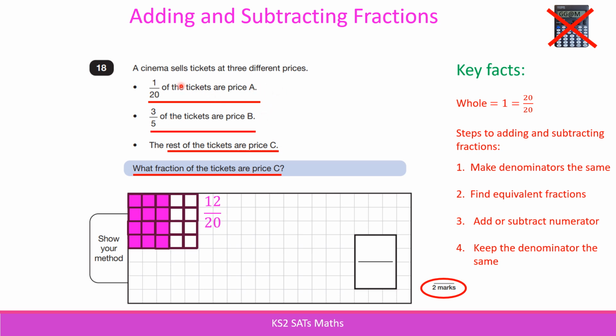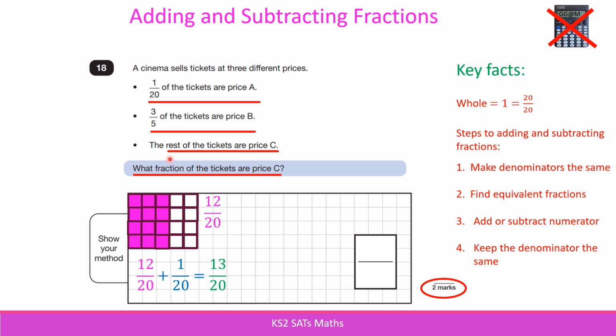So 1/20th, we want to know, adding on the tickets here in price B, or the middle section, we've got 12/20. So 1/20 plus the 12/20, 12 plus 1 gives me 13, and my denominator stays the same, because if I added on one more section onto here, I've still got 20 sections in total, and that makes 12 plus 1, which is the 13.